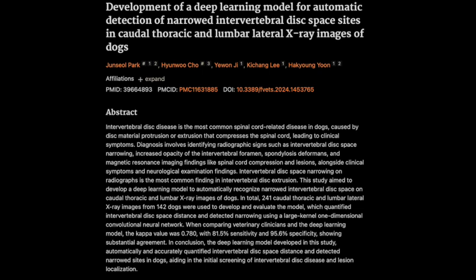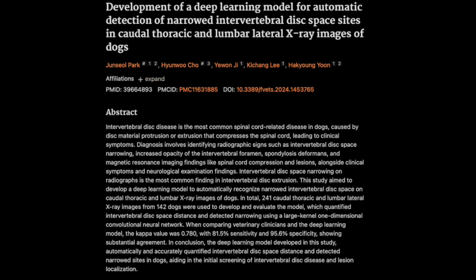What's particularly exciting is that this model aims to bring a new level of objectivity and accuracy to the diagnosis of IVDD. Traditionally, diagnosing IVDD involves a combination of things: clinical signs, neurological exams, radiography, and MRI. But even for experienced vets, interpreting these findings, especially X-rays, can have an element of subjectivity. So this AI model aims to offer a more standardized and reliable tool to help with that process. So how do they go about developing and training this AI model?